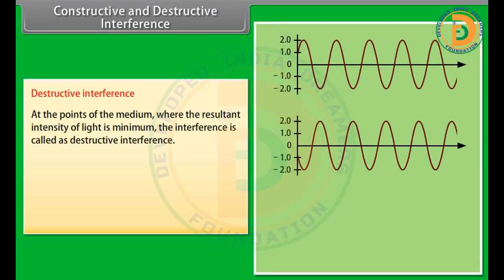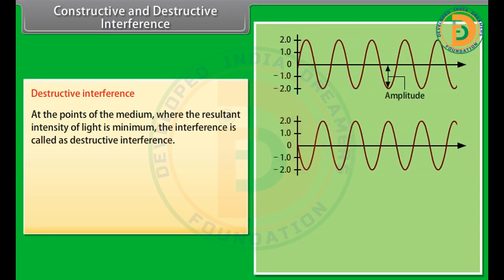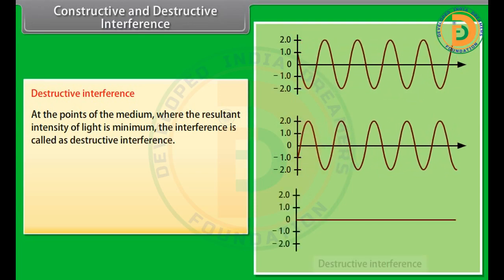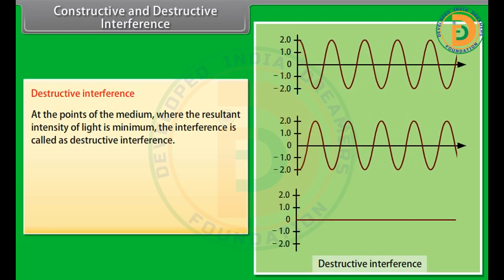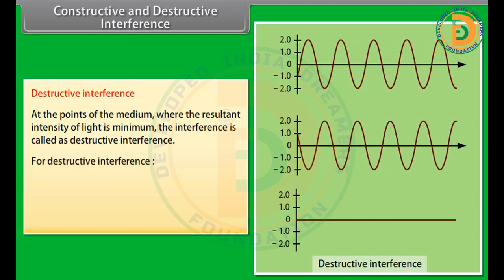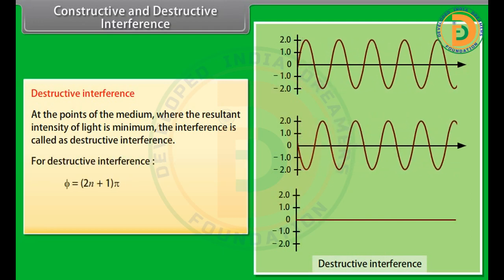Destructive interference. At the points of the medium where the resultant intensity of light is minimum, the interference is called destructive interference. For destructive interference, phi is equal to (2n+1)π, or path difference p is equal to (2n+1)λ/2.